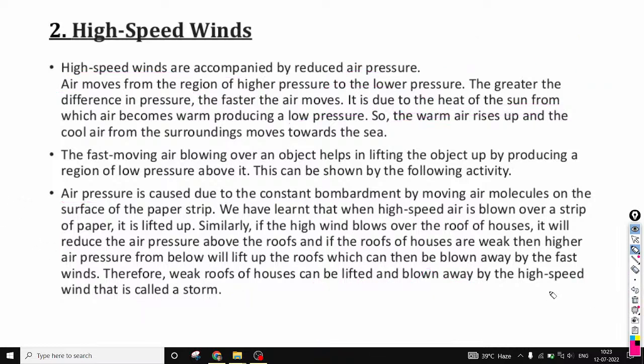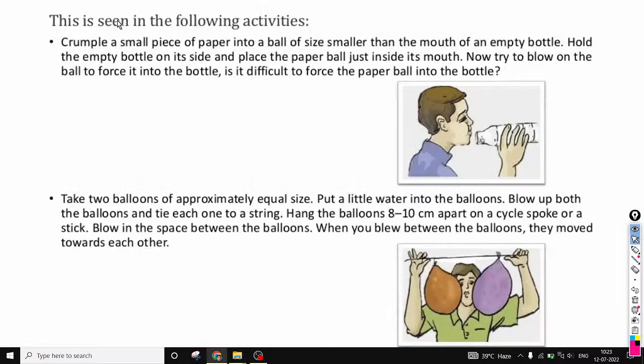Next, we will see the next point, which is seen in the following activity.